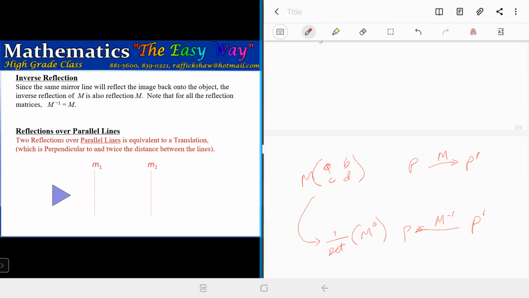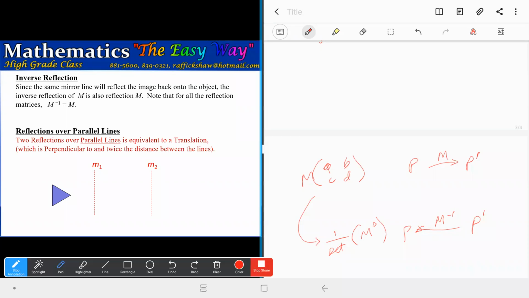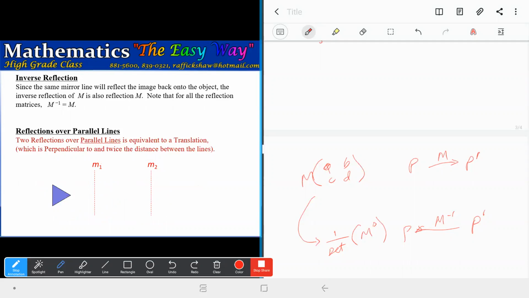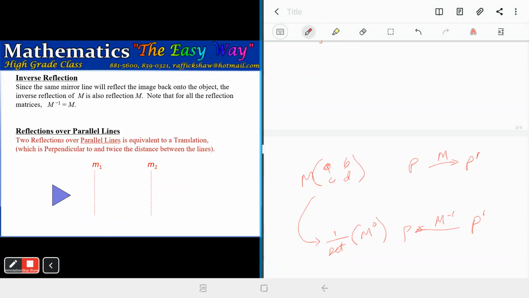So let's say I have that triangle there, and I have those two parallel mirror lines. M1 and M2 are two parallel mirror lines, and I have this triangle. I'm going to reflect it over this line first to come to here, and then reflect over this line to go to there. All right, two reflections over mirror lines. So let's look at it.